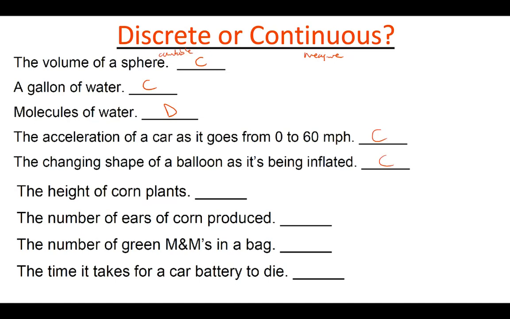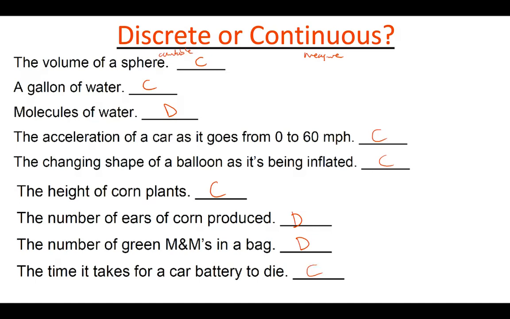The height is something that you measure as well. So that would be continuous. The number of ears of corn, so number is something that you count. You count 5 ears of corn or 7,000, right? So it's discrete. Number of green M&Ms, well, you would count that. And again, assuming none are broken in half, it'd be a whole number. The time it takes for a car battery to die, that is something that you would measure. So that would be continuous.